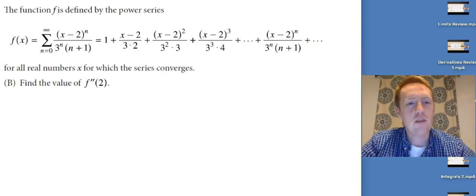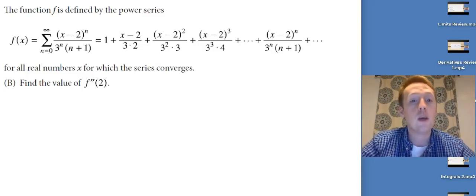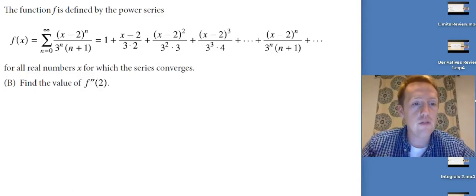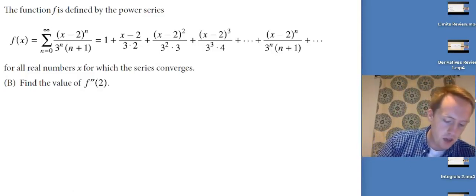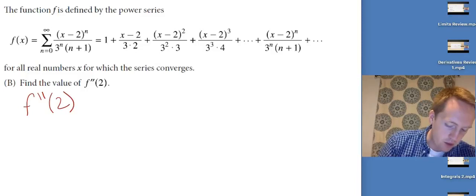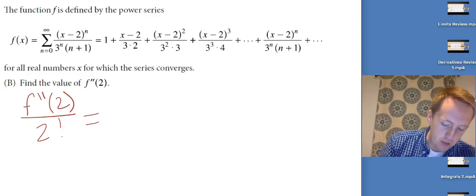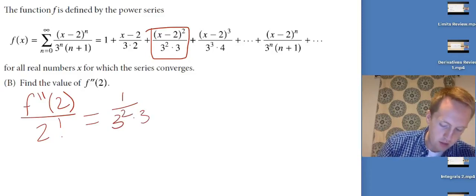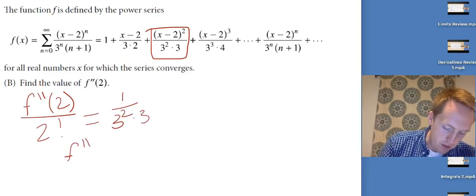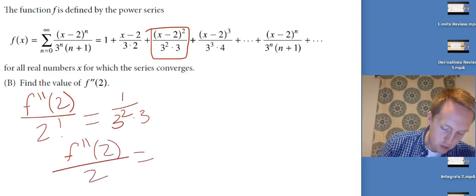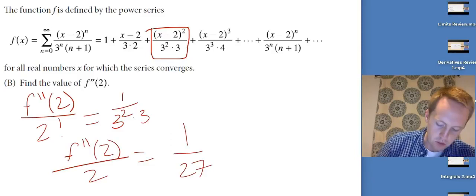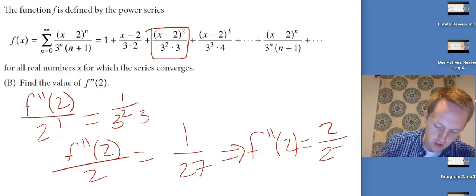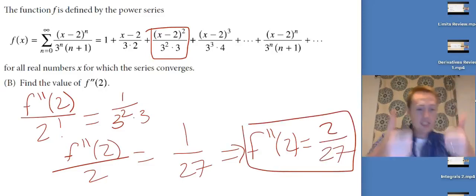The function f is defined by the power series this thing. Find the value of f double prime of 2. Same idea. Second derivative evaluated at the center of the Taylor polynomial. The Taylor polynomial for the second degree term should have this coefficient. The coefficient actually, if I look at this term, is 1 over 3 squared times 3. So f double prime of 2 divided by 2 should be 1 over 27. Multiply the 2 over, and I get that the second derivative at 2 is 2 over 27. Ta-da!